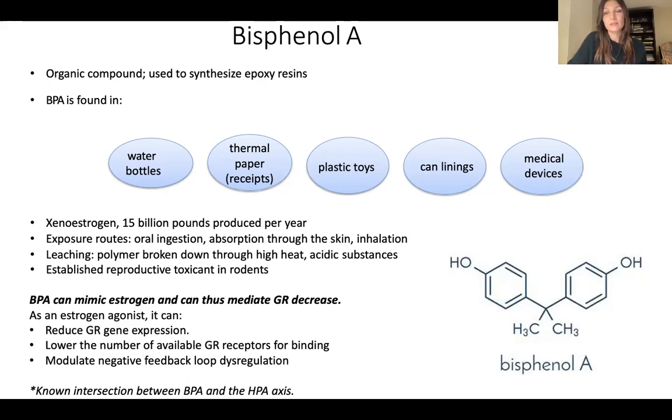A lot of studies have been conducted looking at low dose BPA exposure in a rodent model. So BPA can mimic estrogen and can thus mediate a decrease in the glucocorticoid receptor levels, function and activity, as I mentioned before. So it can reduce GR gene expression, it can lower the number of available glucocorticoid receptors for binding, and can modulate negative feedback loop dysregulation of the HPA axis. So it's really important that we understand how these endocrine disruptors can impact our hormone function, can impact pathways such as the HPA axis, and some reproductive health pathways as well.